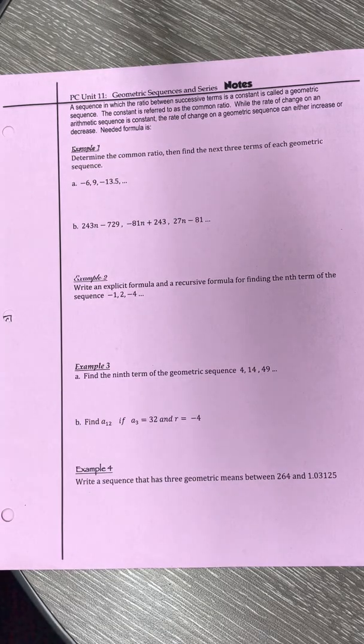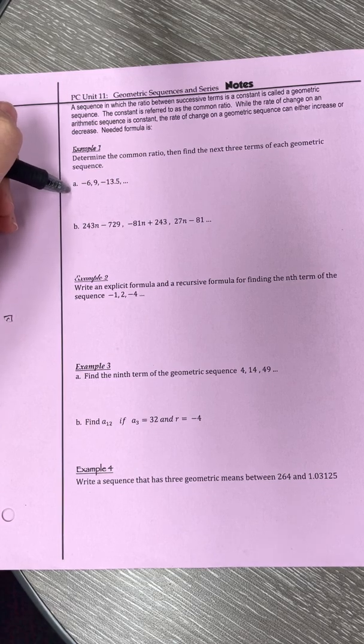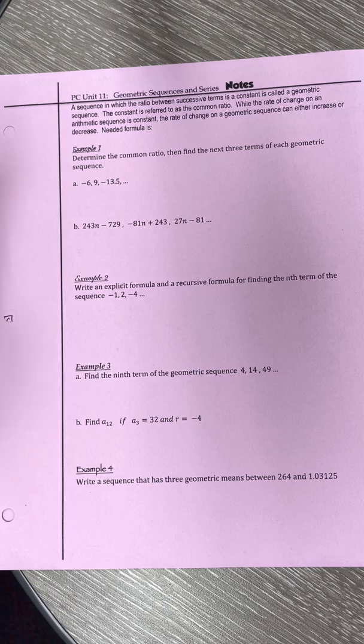Today we are getting into geometric sequences and series. A sequence in which the ratio between successive terms is a constant is called a geometric sequence. In the last day of notes, we were adding and subtracting numbers in a sequence. Today we're going to be multiplying, whether we're multiplying by whole numbers or negative numbers or decimals, that's what we're going to be looking at today.